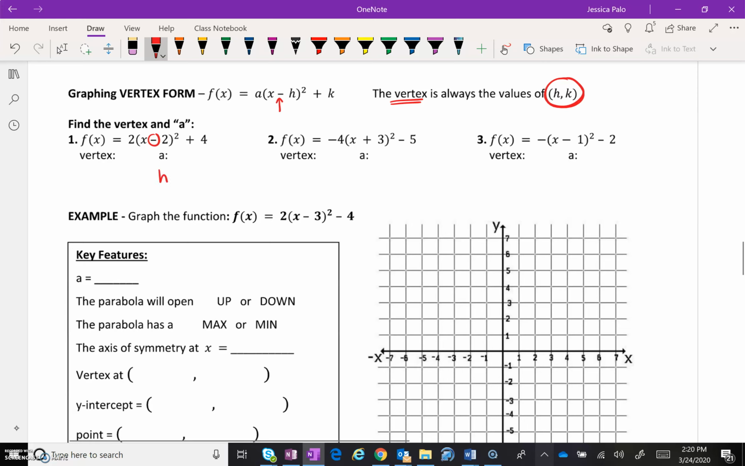So h is 2. But if you look over here, this does not match the formula. That became a plus sign. That means there was a double negative in there, which means h equals negative 3. Because the only way to get that positive is if you had plugged in x minus negative 3 squared right there into the formula. I just wanted to point that out before we start moving ahead.